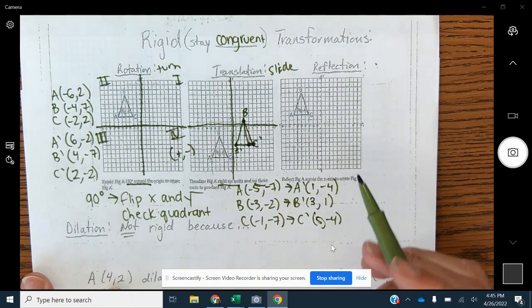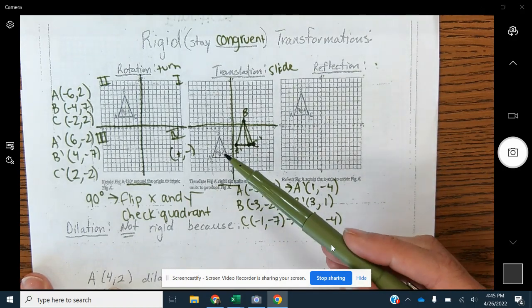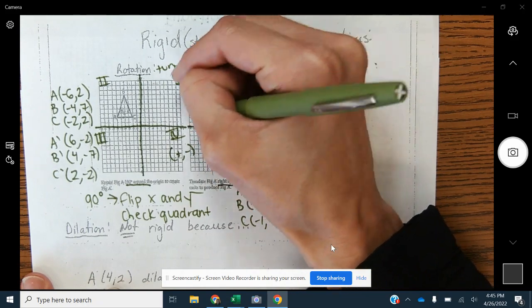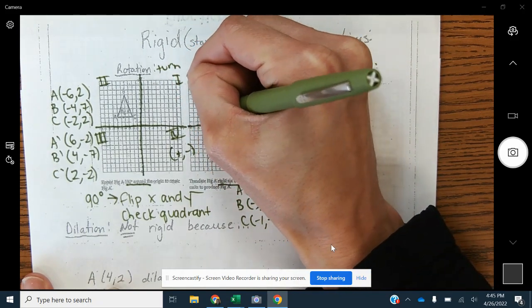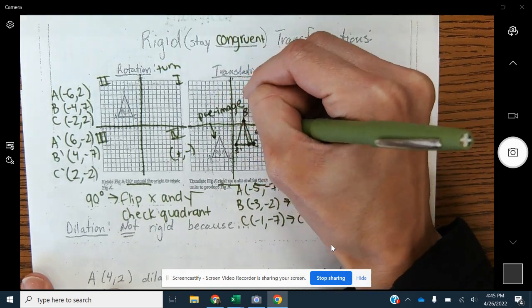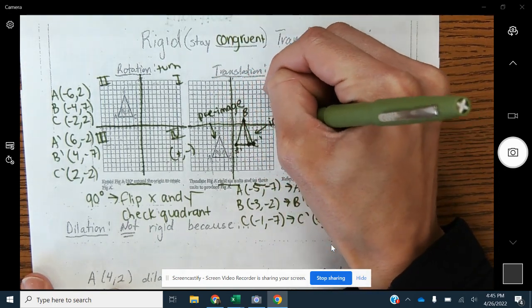Okay, just a reminder to you guys that the first triangle we call the pre-image. So this would be what we call the pre-image. And then after the transformation takes place, we call that the image.